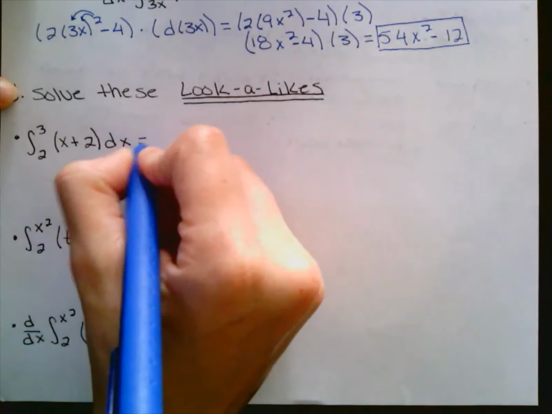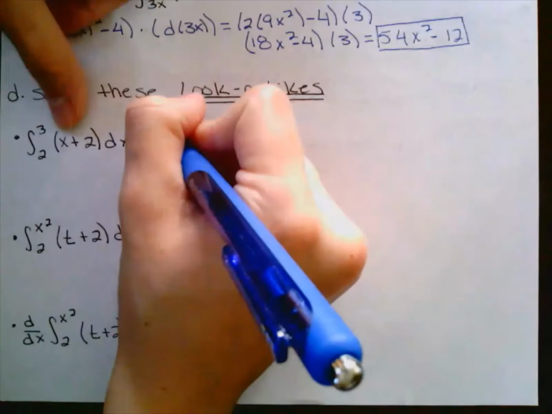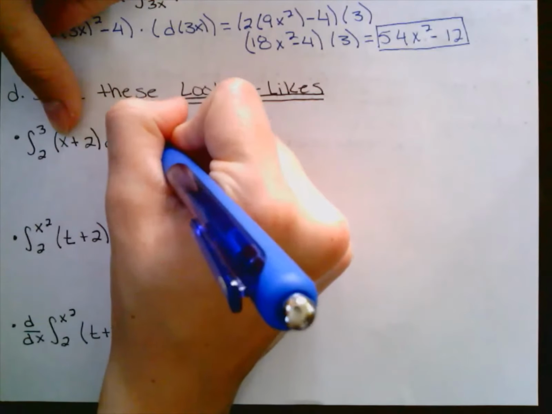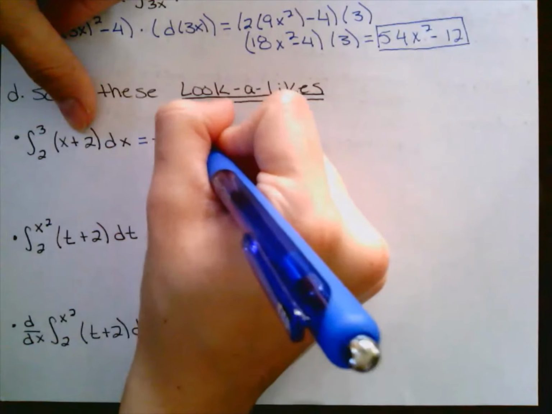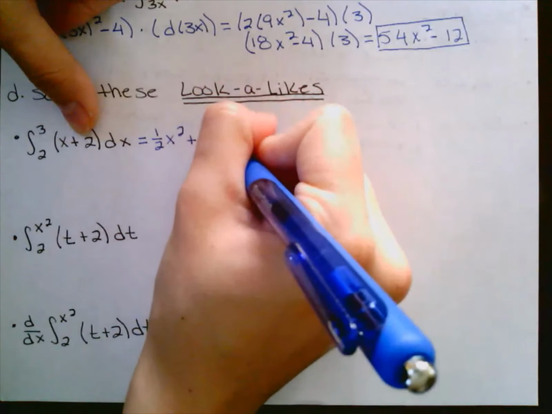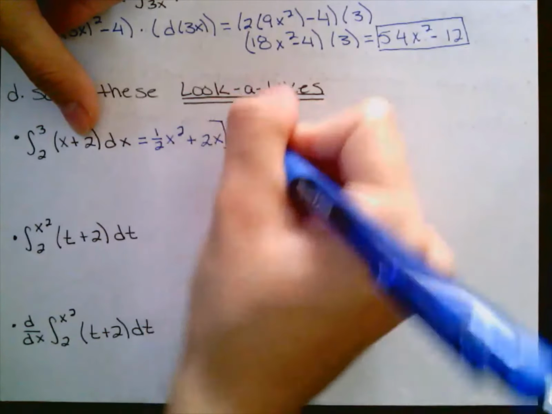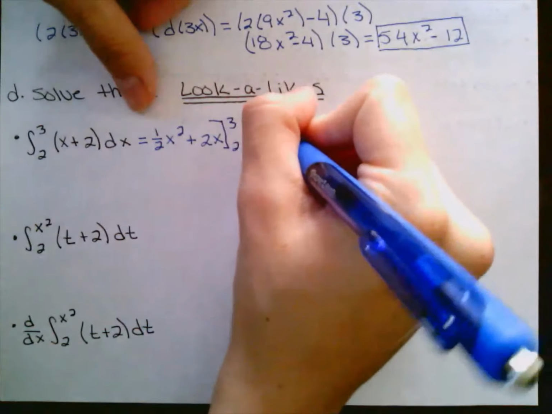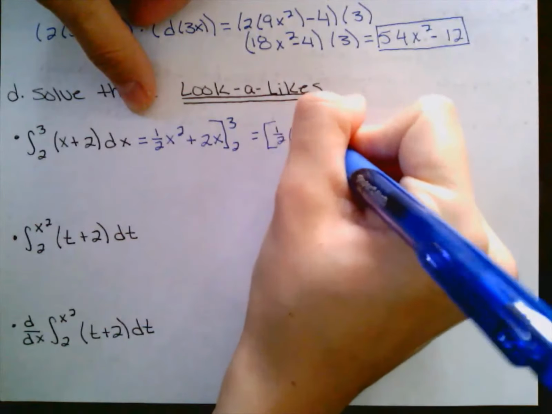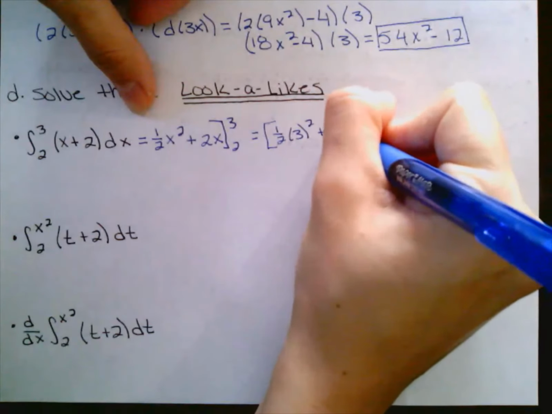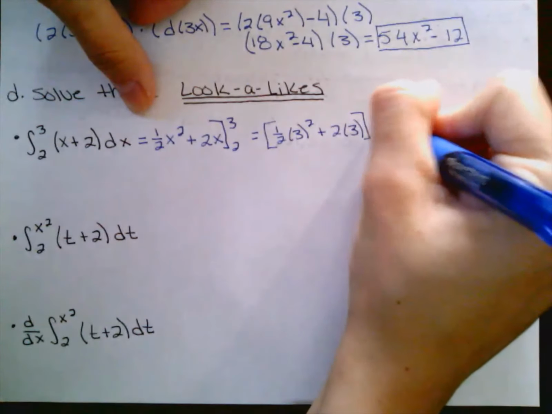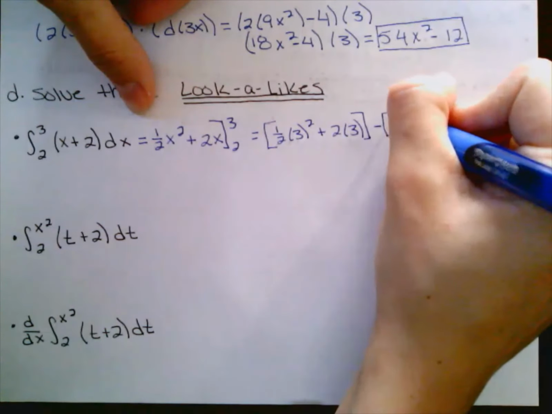Here, my first step is to do the antiderivative. If I have x to the first, it now becomes x squared. Divide by that new exponent. Plus the antiderivative of 2 is 2x. Solving this from 2 to 3. Next step is my function at b minus my function at a.